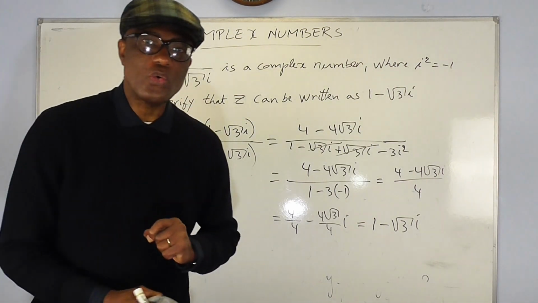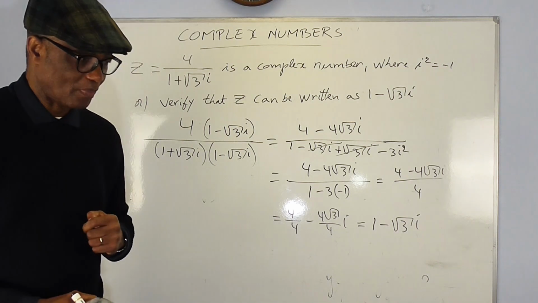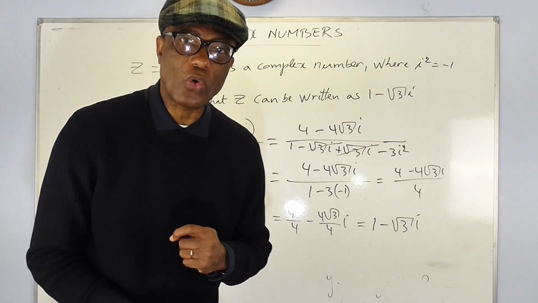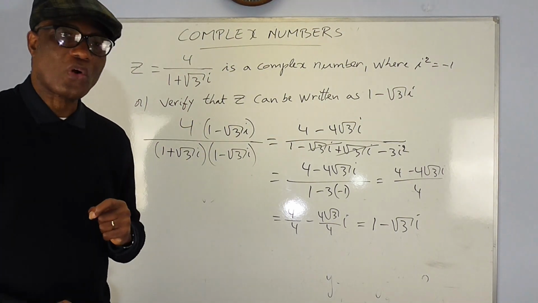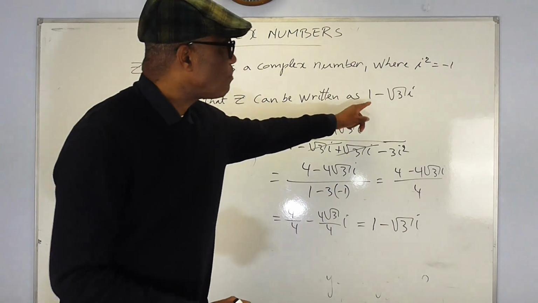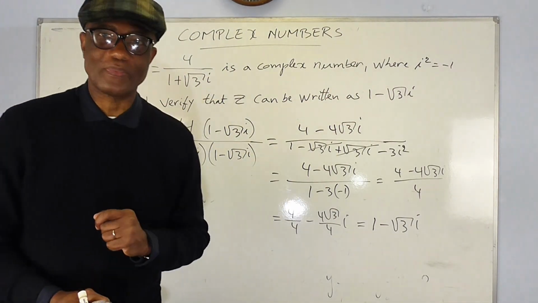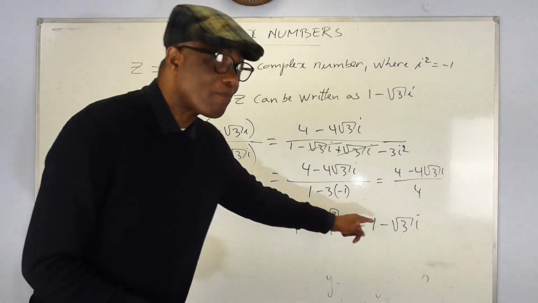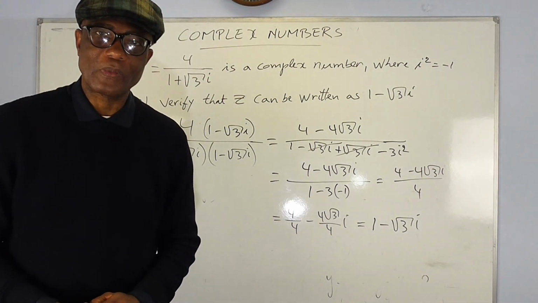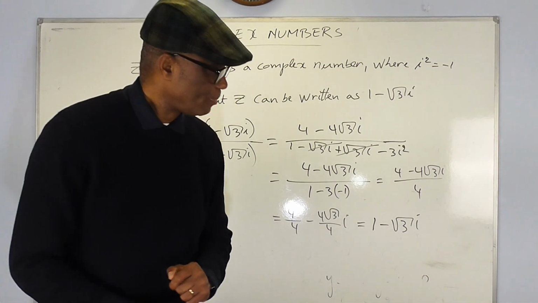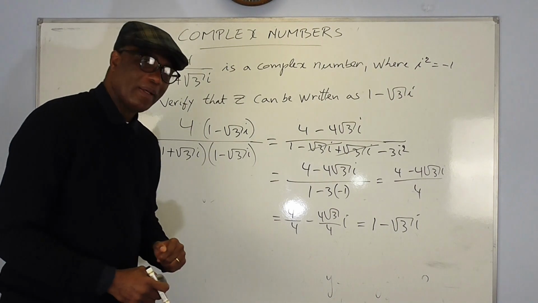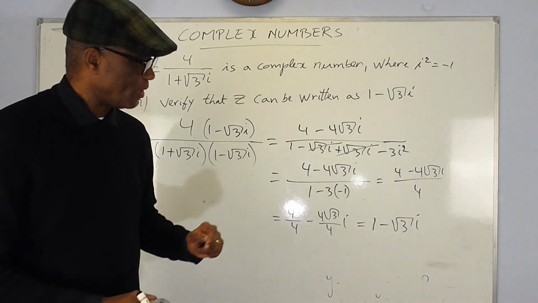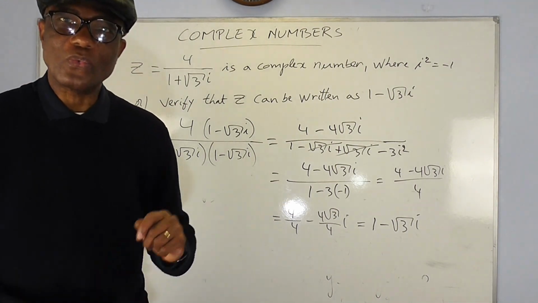We are going to do the next part. So the question was asking us to get what? To get this in polar form. We're going to get this in polar form. Okay? Now, we're going to stop for the moment here, and then we continue.